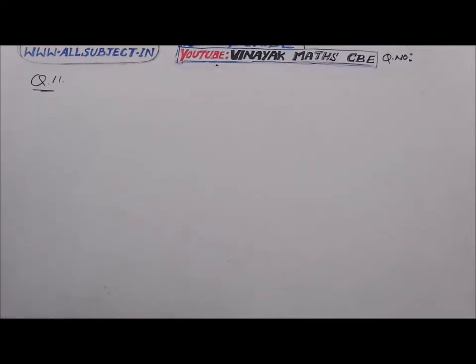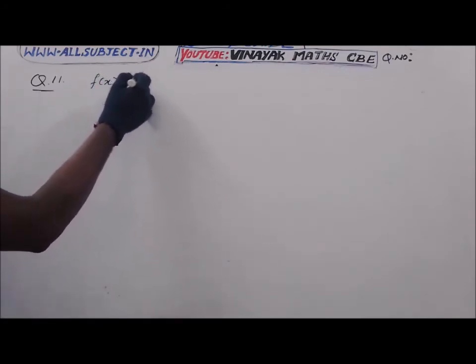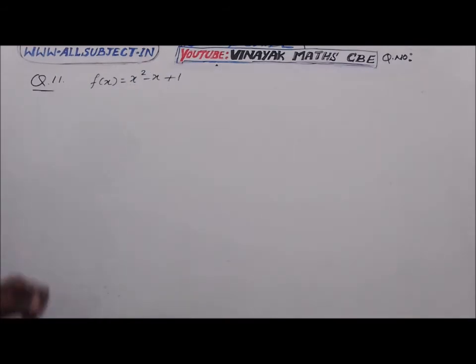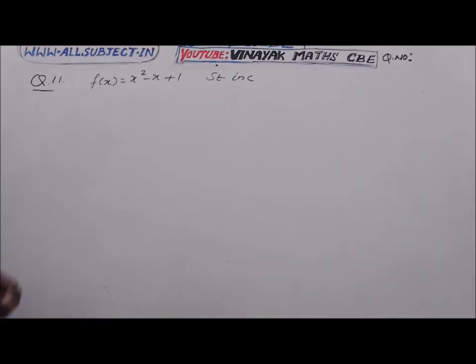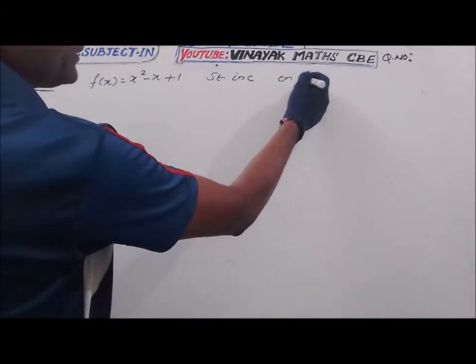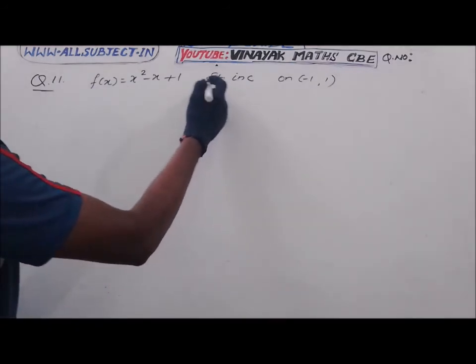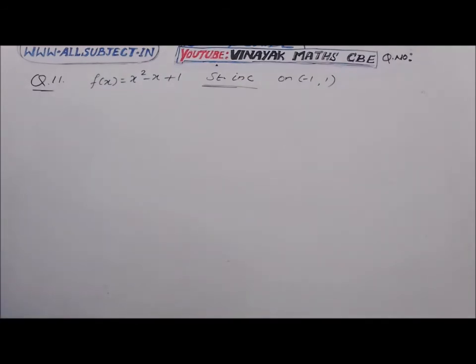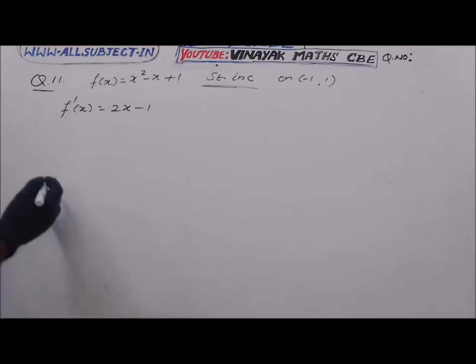Question number 11. Given f of x is equal to x square minus x plus 1, show that f of x is strictly increasing on the open interval minus 1 to plus 1. We need to prove the given function f of x is strictly increasing on minus 1 to plus 1. Now find f dash of x, that is equal to 2x minus 1.